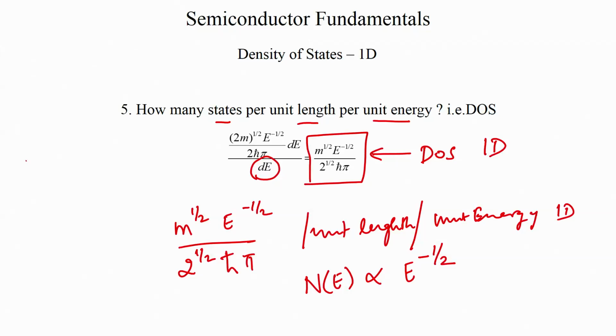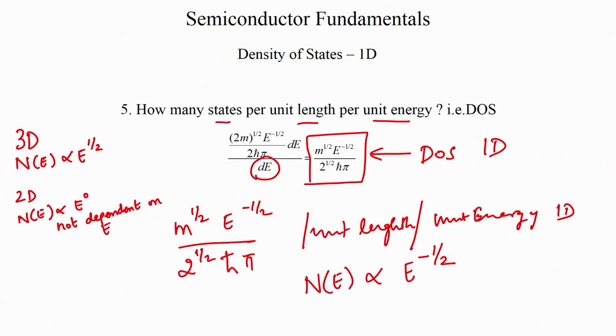So, you see a nice trend here. For a 3D material, you saw that the density of states was proportional to E to the power half. For a 2D material, the density of states was proportional to E to the power 0, or in other words, it was not dependent on E. And for a 1D material, the density of states is proportional to E to the power minus half. So, that is how it varies from 3D to 2D to 1D.